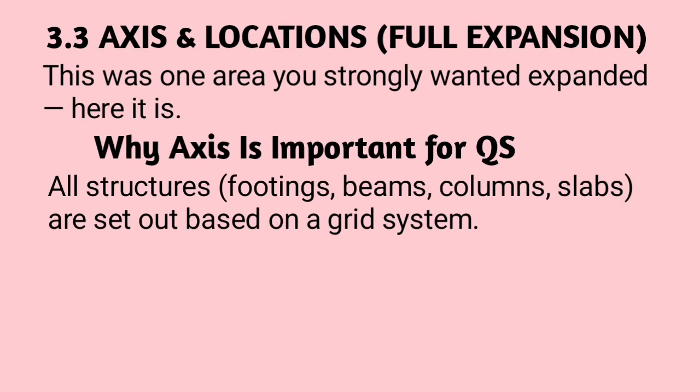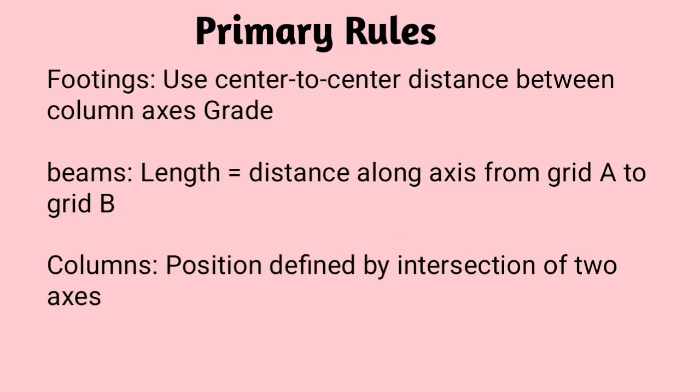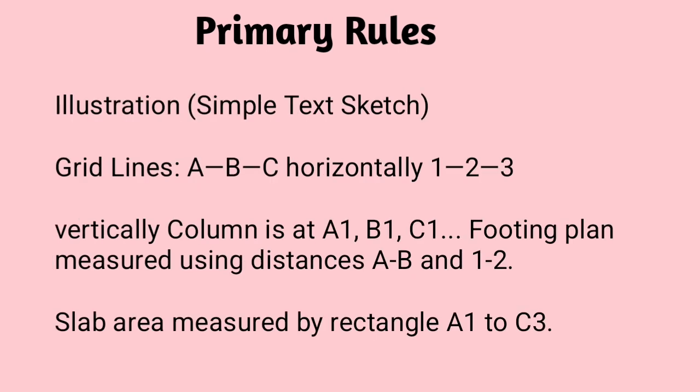Axis and location are crucial for accurate measurement. Footings use center-to-center distance between column axes. Grade beams length is measured along structural axes. Columns are positioned at the intersection of axes. Slabs are measured from grid to grid.